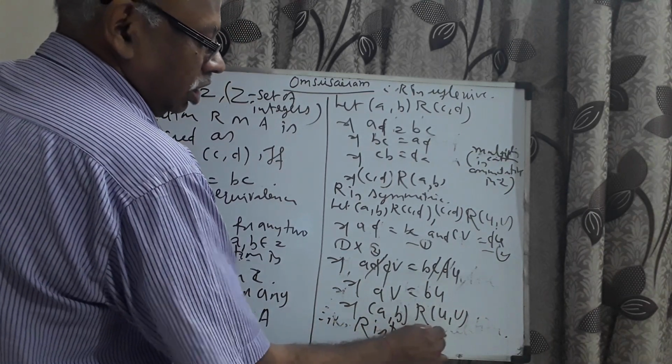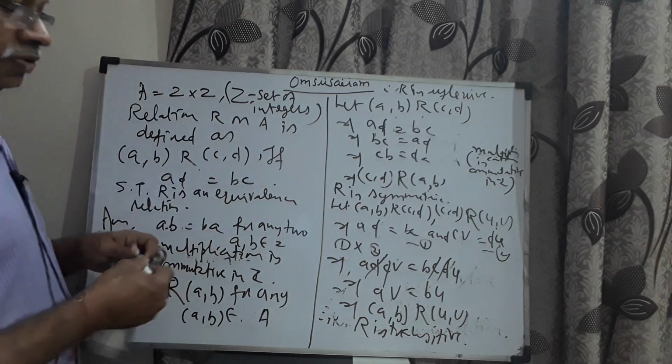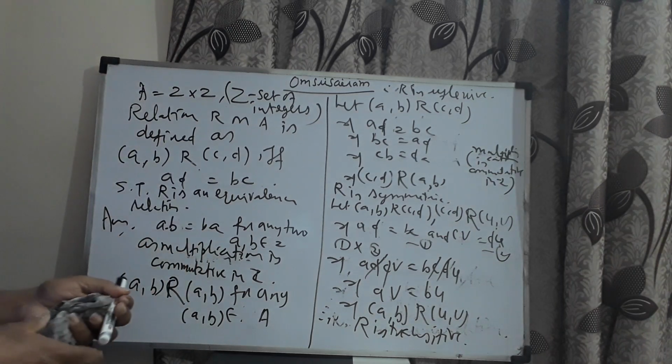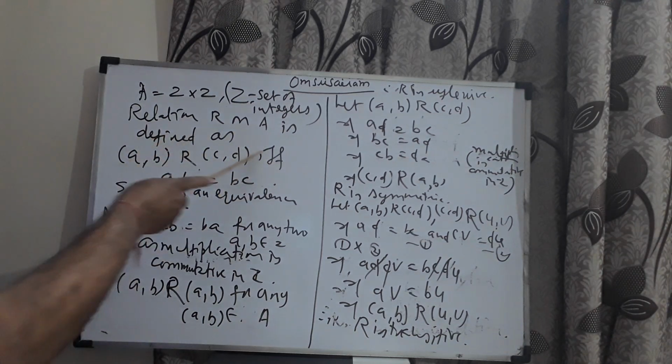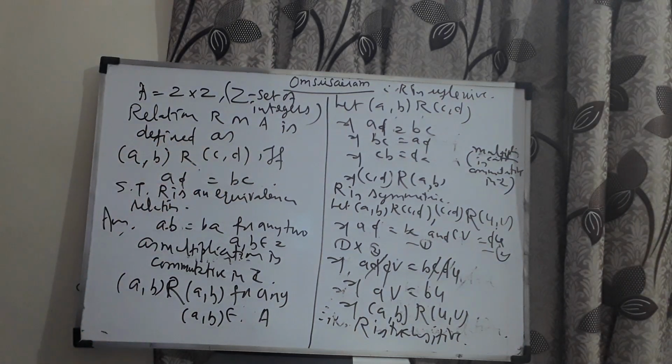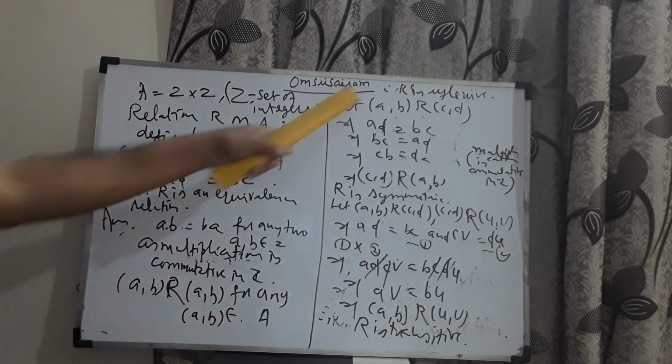R is reflexive, symmetric, transitive, therefore R is an equivalence relation. Let me just explain this whole part once again. Instead of addition, I'll have AD equal to BC, product of the extremes equal to product of the means. Now AB equal to BA will be true because multiplication is commutative in Z. Now A, B related to A, B for every A, B you can write. Therefore R is reflexive.